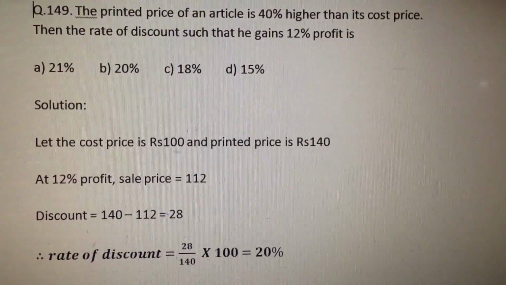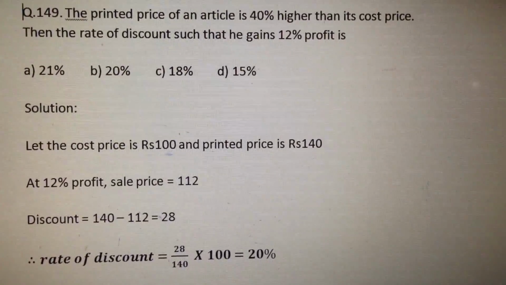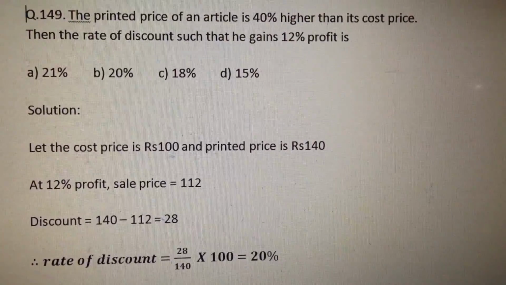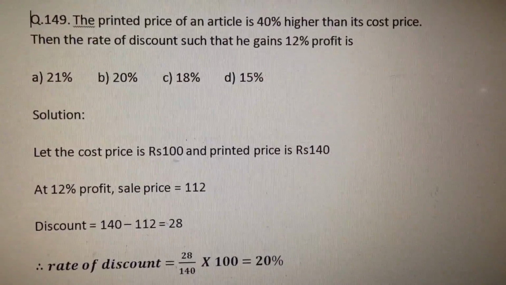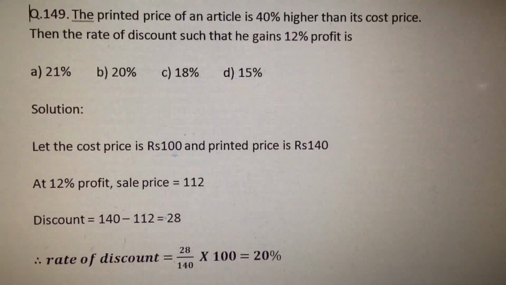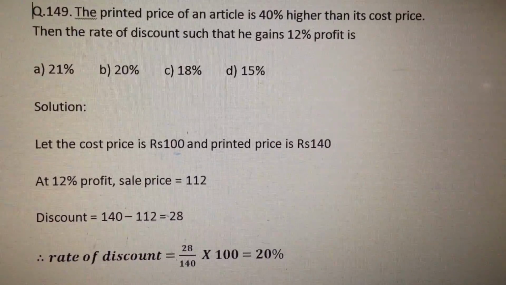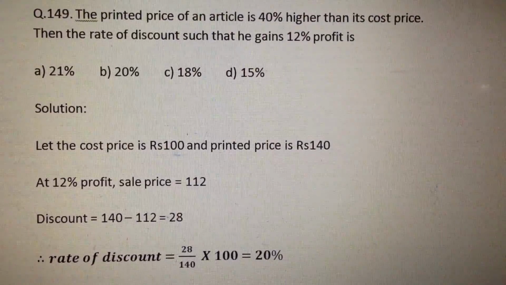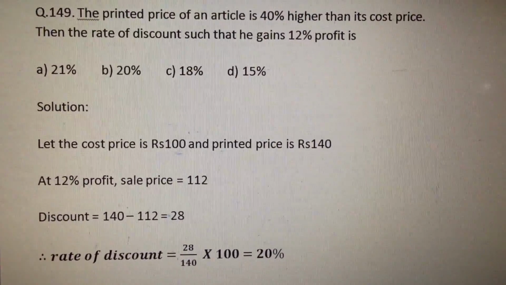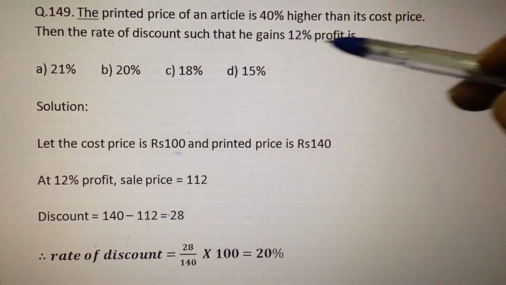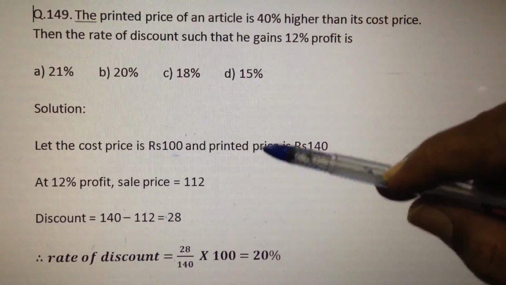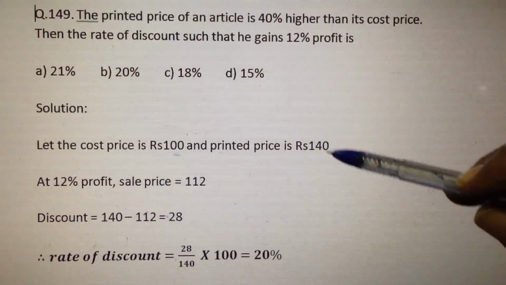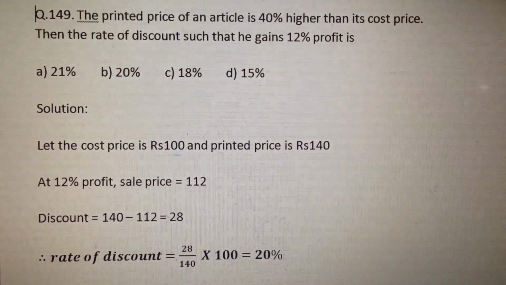Next question. The printed price of an article is 40% higher than its cost price. Then the rate of discount such that he gains 12% profit is. Let us assume the cost price is 100 rupees. Therefore, the printed price is 40% higher than the cost price. Therefore, the printed price is 140 rupees.